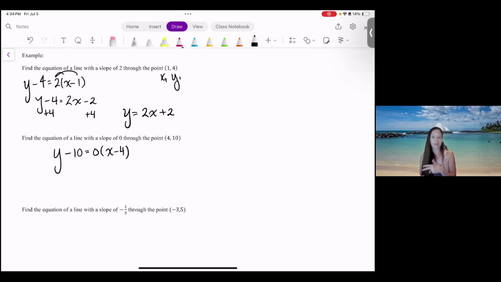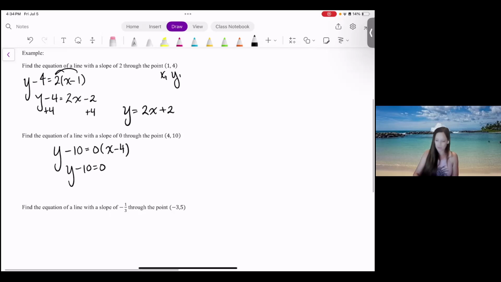However, 0 times something is 0, which means that 0 times x and 0 times negative 4 is 0. And I would have y minus 10 equals 0. Adding 10 to both sides gives me y equals 10 in slope-intercept form. Both of these are acceptable answers. I think that y equals 10 is a little bit more clear and cleaner.